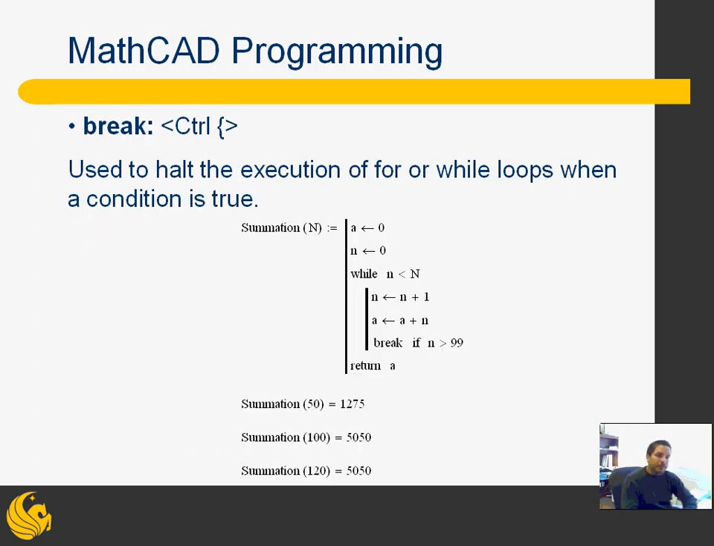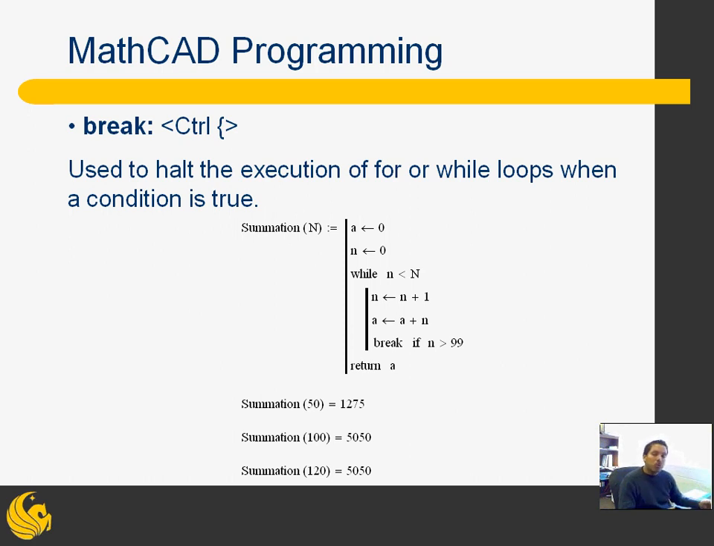The break command is used to actually get out of a loop. Whether you're in a for loop or in a while loop, it would get out when the condition on the break is true. So you say break if. In this case, let's say that we want to program the summation block either with a while or with a for. It doesn't make a difference, but we want to make sure that we only add up the first 100 numbers, and then we don't do anything after that.